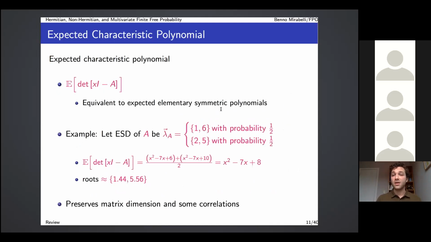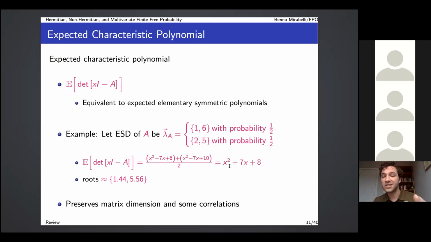But another approach that we have is to take the expected elementary symmetric polynomials of this, or the expected characteristic polynomial. So looking at the same example, I have my same matrix with eigenvalues 1 and 6 with probability 1/2 and 2 and 5 with probability 1/2. So I take the characteristic polynomial corresponding to eigenvalues 1 and 6, the characteristic polynomial corresponding to eigenvalues 2 and 5, I take their expectation, I average them together, I get this new polynomial.